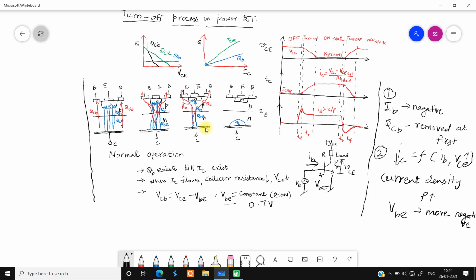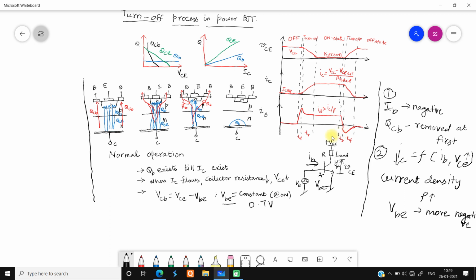Up to this point, the storage time will be maintained. So this charge removal of the QCB, QCE and QB, these three charges, will be reduced along this storage time. So this is the first time period of the turn off process.